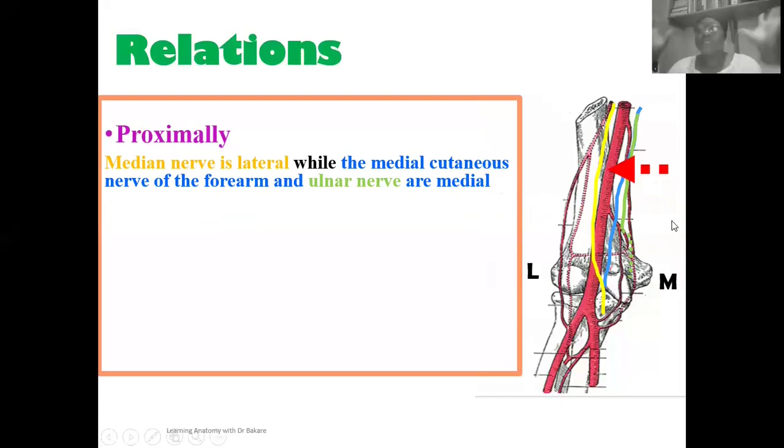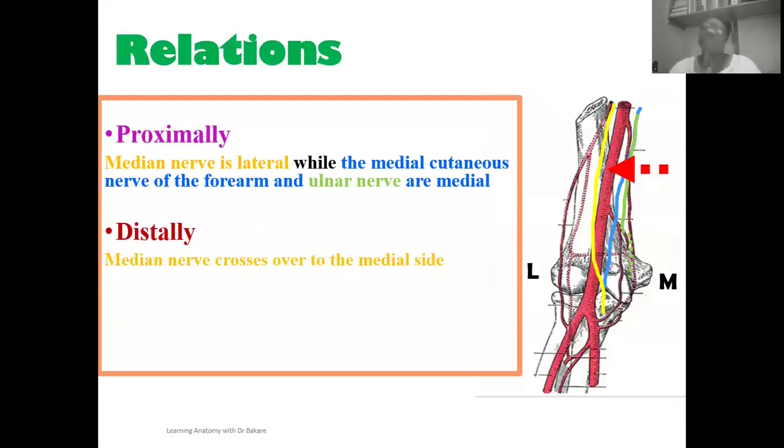So we know that at the proximal part, it is related laterally to the median nerve, and this is what is highlighted here in yellow. While medially, it is related to both the medial cutaneous nerve of the forearm and also the ulnar nerve. While if you go more inferiorly or distally, you see that the median nerve will be crossing over the brachial artery, and this is what is seen here in this image. As it crosses over the brachial artery, the median nerve will then be positioned medially. So you see that there is a change in position of the median nerve from being laterally placed around the proximal region to being medially placed around the distal region.